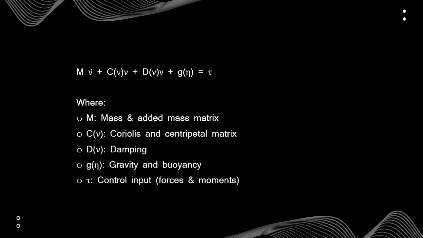This is the full dynamic equation of motion for an AUV in 6 DOF. It accounts for the AUV's inertia, hydrodynamic effects, damping, gravity and buoyancy, and the control inputs. This model is nonlinear and complex, but it's essential to understand what our controller will deal with.